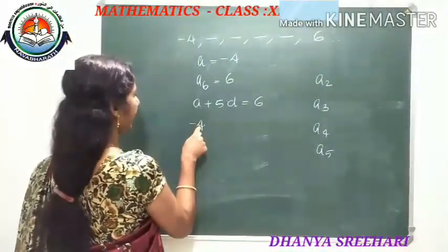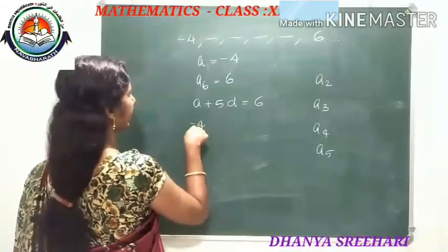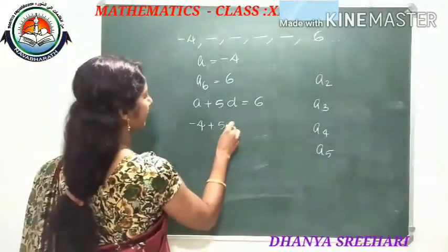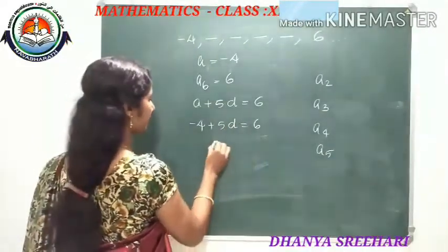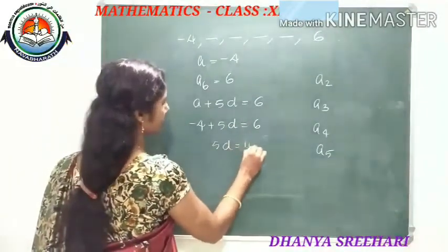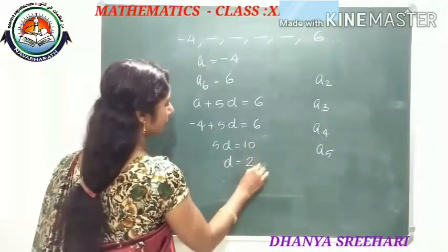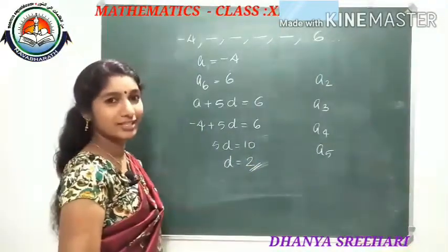And A is minus 4, so we replace A with minus 4: minus 4 plus 5D is equal to 6. The 4 goes to that side, so 5D is equal to 10. So D is equal to 2. We got the value of D as 2.